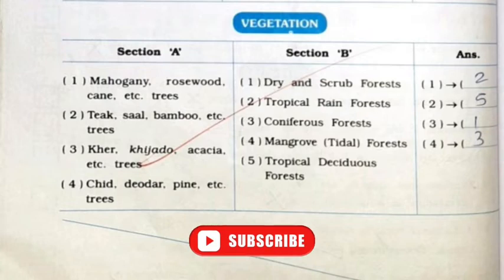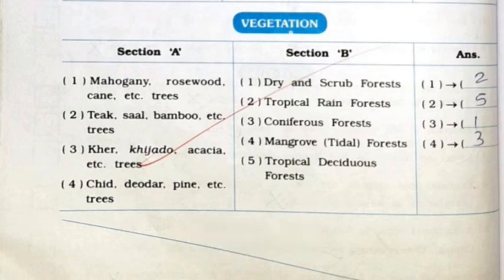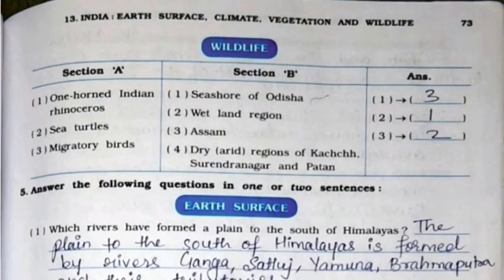trees. It's option number 5, tropical deciduous forest. Third, kher, khijido, acacia, etc. trees. It's option number 1, dry and scrub forest. Fourth, chid, deodar, pine, etc. trees. It's option number 3, coniferous forest. Now we'll continue with the wildlife.